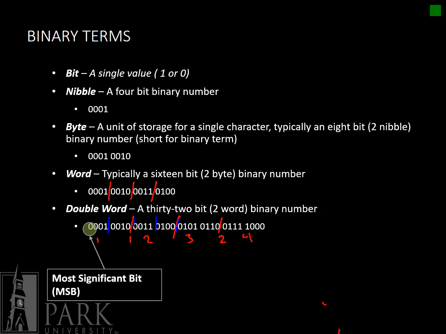We also have significant bits, which is, in this situation, we have the left side is the most significant bit and the right side is the least significant bit. But this is not the only way to represent data.